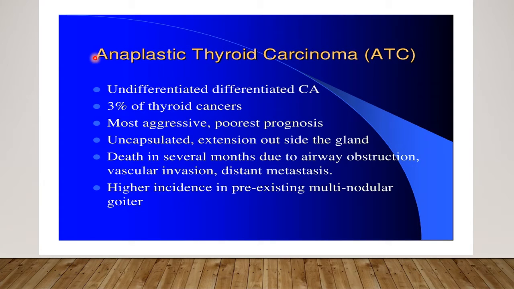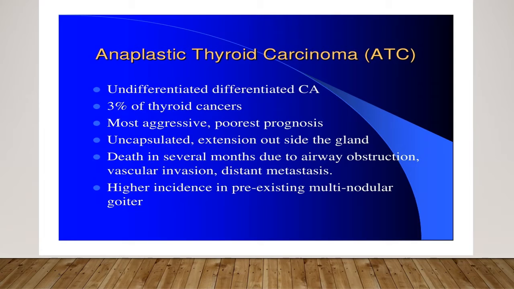The third group of thyroid tumors is the anaplastic thyroid carcinoma, or ATC. This is an undifferentiated carcinoma, which makes up less than 3% of thyroid cancers, with the most aggressive course and poorest prognosis. It is usually unencapsulated. Extension outside the gland is common, and it has a very high mortality, with death in several months due to airway obstruction, vascular invasion, and distant metastasis.